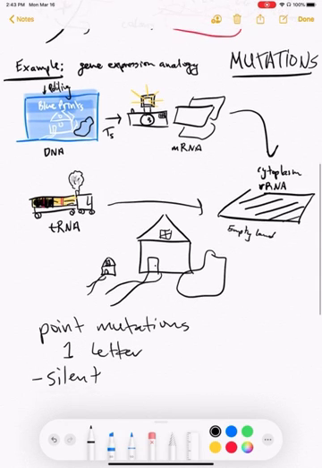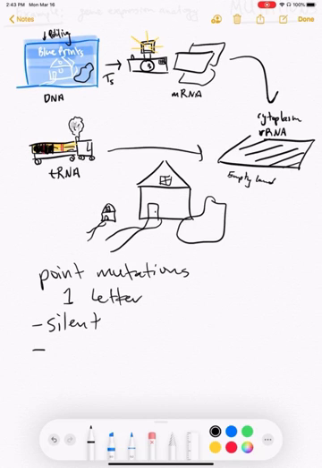something that messes it up a little bit, in this sense, I think I'm spelling that right. And then one that totally messes everything up, it makes it stop early, or just becomes gibberish, that is nonsense. So that's a nonsense mutation. So those are point mutations.